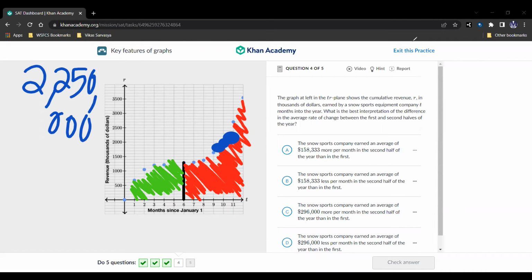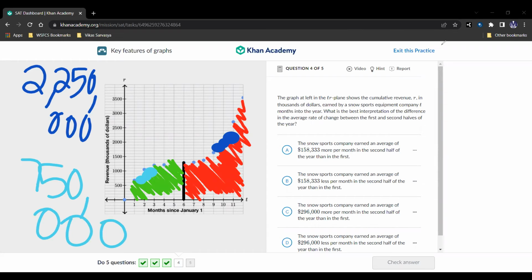And then for the other end, the average is going to be around right here. That's where we see the average in here. And that's going to be around 750,000. So the difference here between those two is going to be around what? Let's see. Well, the difference here is going to be 1.5 million, which is a lot more than what we've seen.